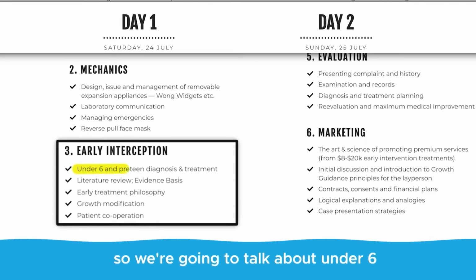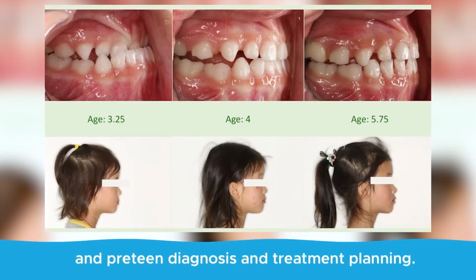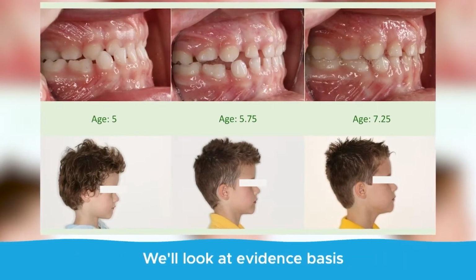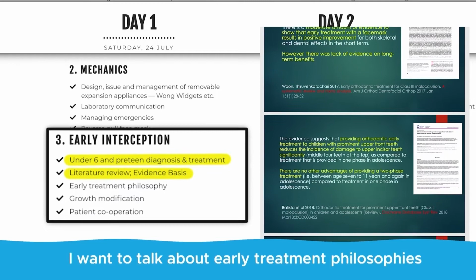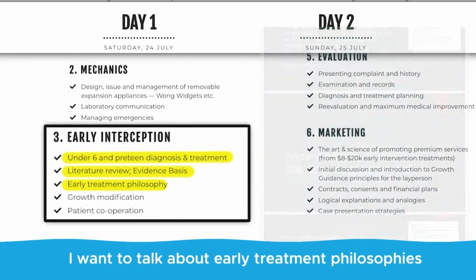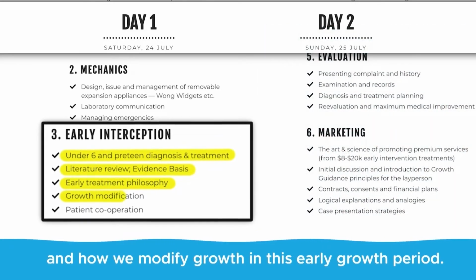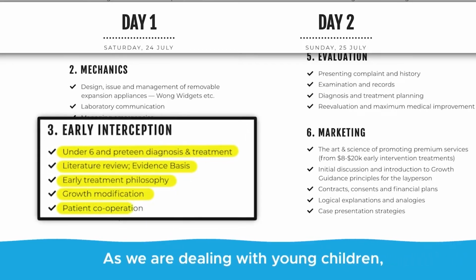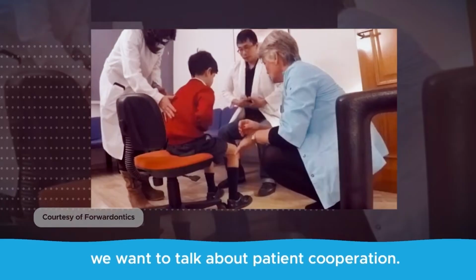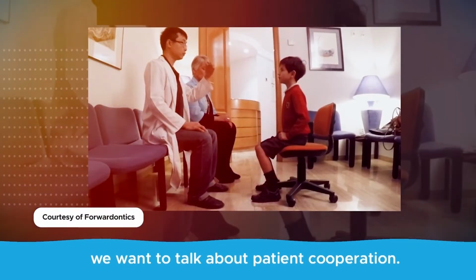Early intervention is something that is the cornerstone for our focus. So we're going to talk about under 6 and pre-teen diagnosis and treatment planning. We'll look at evidence bases with thorough literature review. I want to talk about early treatment philosophies and how we modify growth in this early growth period. As we are dealing with young children, we want to talk about patient cooperation.